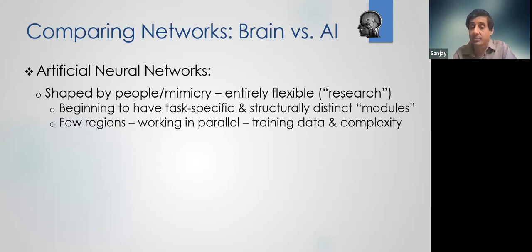That's important to understand. So the flexibility here is in terms of their design, and as well as when they're being trained, they're completely flexible, much more than biological systems. Now, these newer systems are starting to be task specific, and they're starting to have structural modules which are distinct, similar to the human brain.